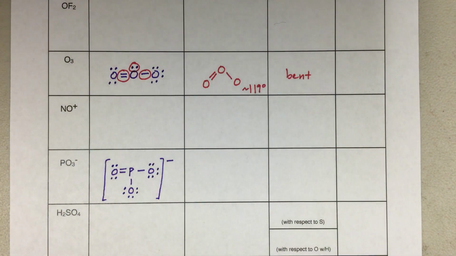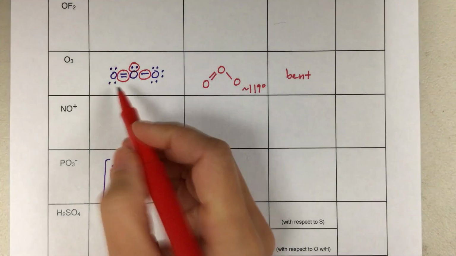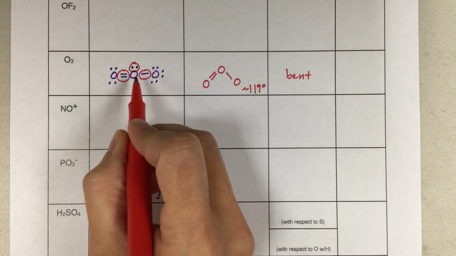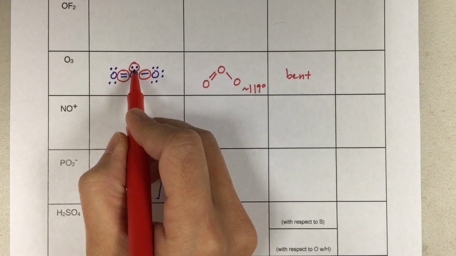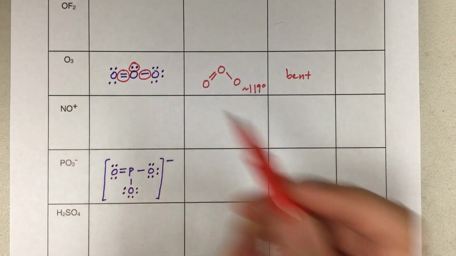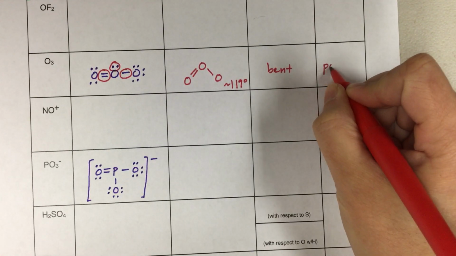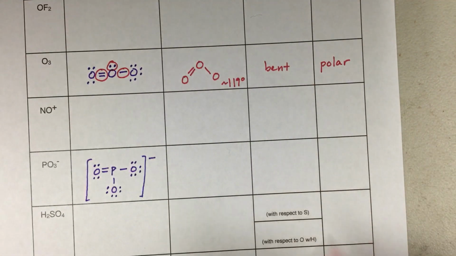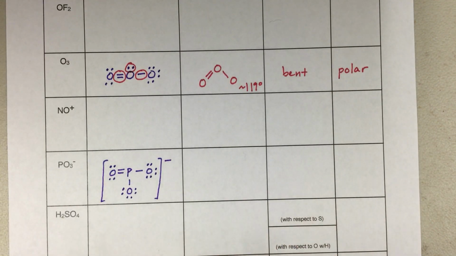Okay. And then polarity, we look at our Lewis structure and ask, do we have lone pairs on the central atom? Yes, we do. Since we answered yes, we know it's polar. Remember, if it's yes to either of those questions, then the molecule is polar. Since there are lone pairs, this molecule is polar.